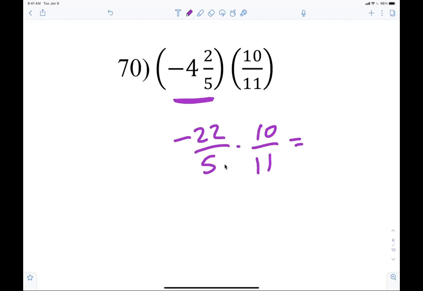Negative 44/11. What's 44 divided by 11? Oh, 4. Yes, positive or negative? Negative. Yes, because you agree with me, you can reduce the 11 and the 22. Oh, yeah. You with me? It doesn't matter, right? At the end, you always got to reduce. That's why I say go ahead and reduce first.